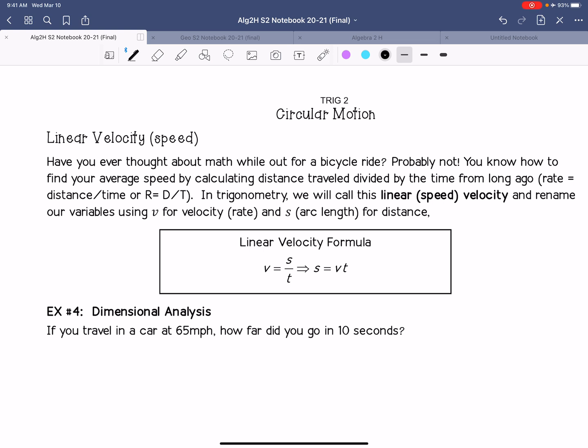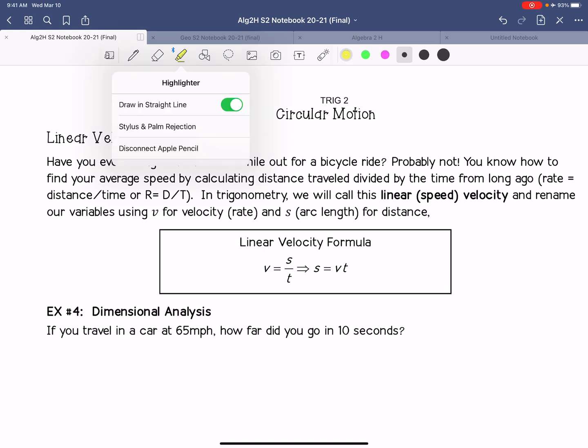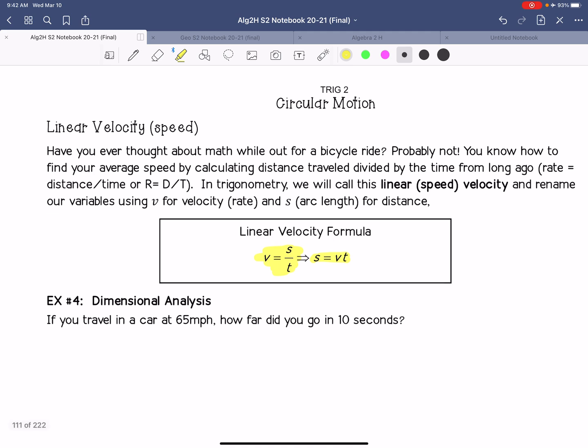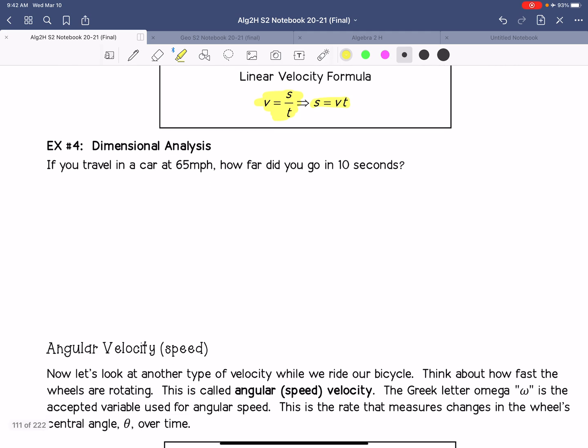So this is the formula we're going to be using. So velocity is equal to my arc length divided by time, or my arc length is equal to my velocity times time. So let's look at this one. If you travel in a car at 65 miles per hour, how far do you go in 10 seconds? So ultimately what I want to figure out is how far do I go in 1 second? And once I figure out how far I go in my 1 second, then I just multiply that number by 10 to get how far I go in 10 seconds.